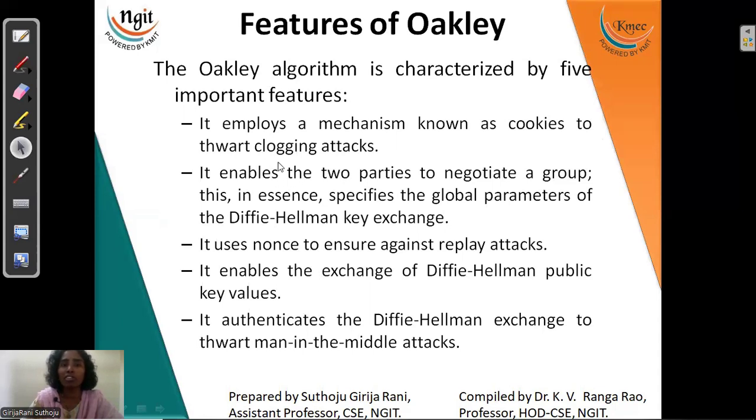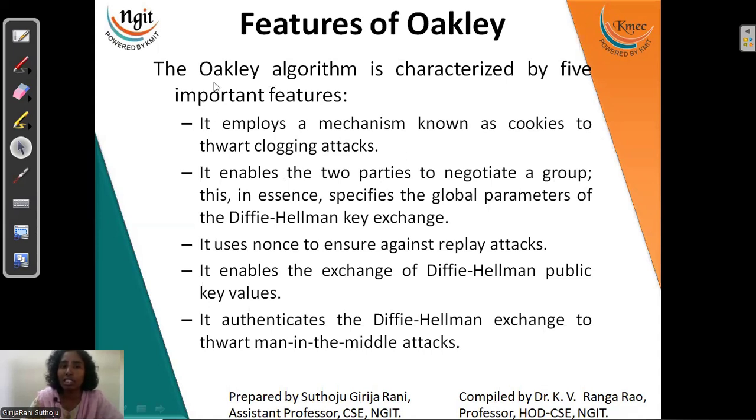The main features we are going to discuss here are that it employs cookies. Cookies are applied for security purposes, where we block channels which are not secure and websites which are not properly done. And nowadays we get this in emails also, where we get a message saying this is not a proper message, don't open this kind of message.